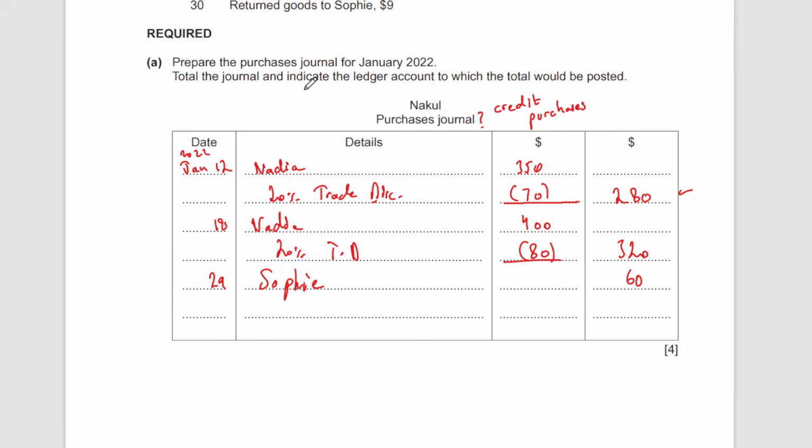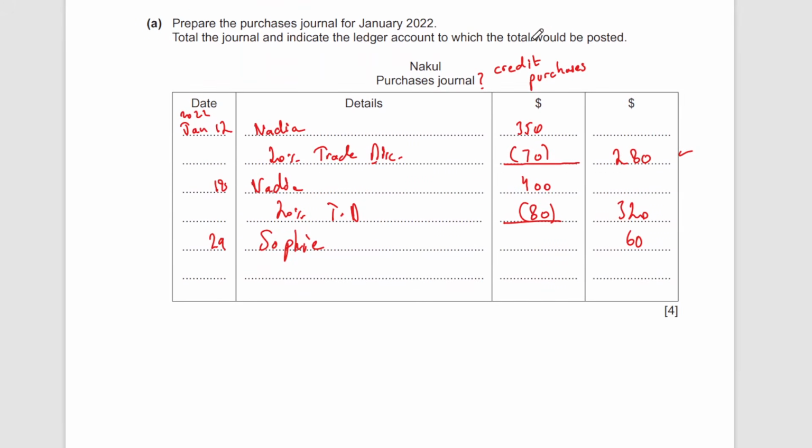What else do we need? We need to total the journal and indicate the ledger to which the total will be posted. Fine. Let's add it up. 280 plus 320 plus 60 is 660. And that purchase journal total will go to which ledger account? Transferred to purchases account. Please do not write short forms.